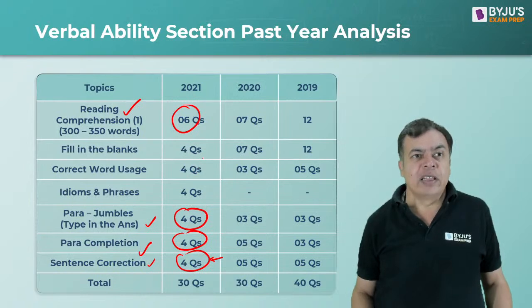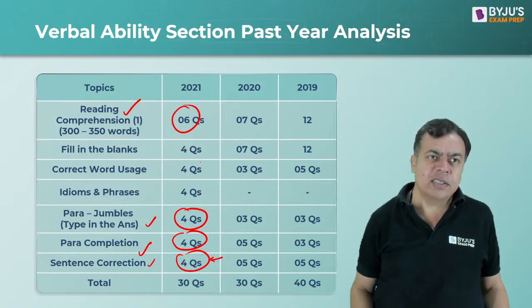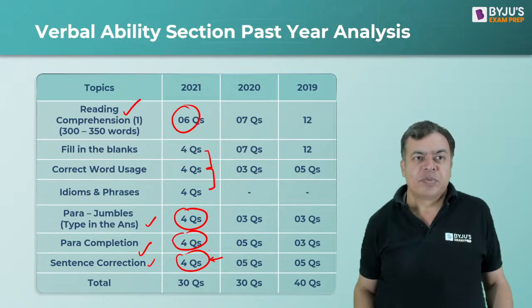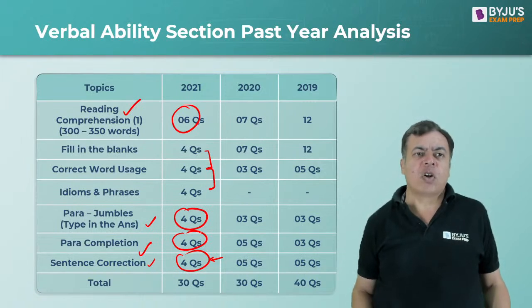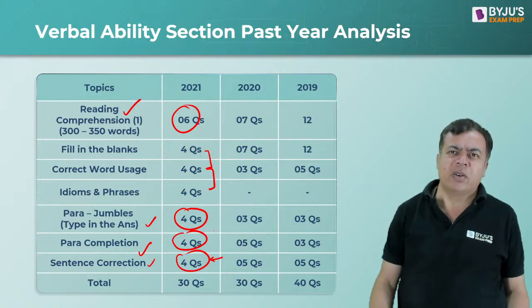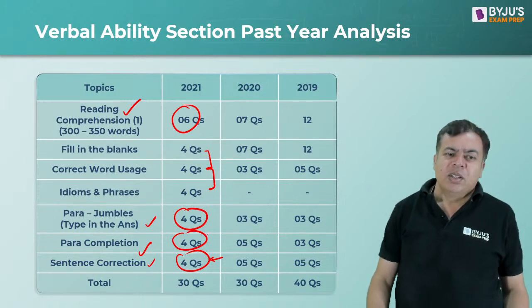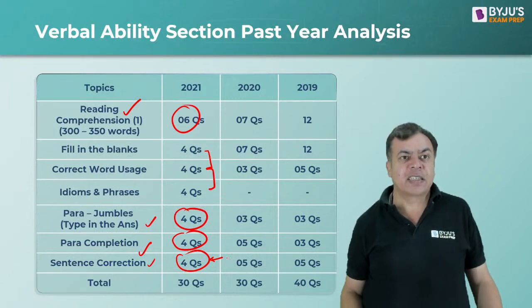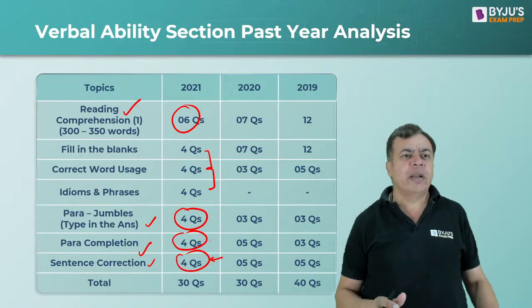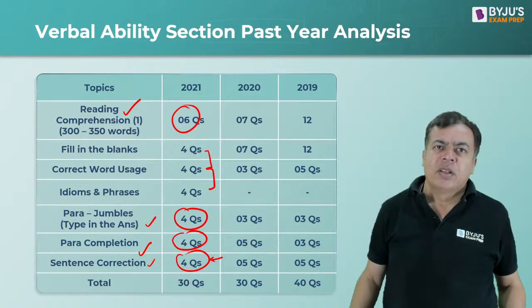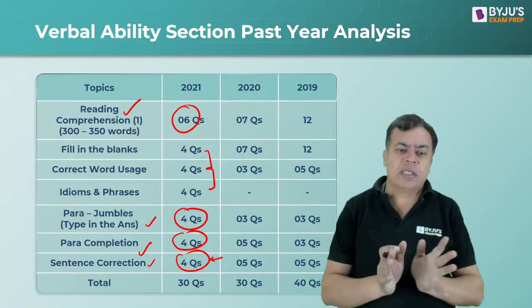Then filling the blanks, yes, we will do for Rohtak also. Rather, IPMAT Rohtak, there must be one analysis already there. You can just find out. Fill in the blanks, correct word usage, idiom phrases, and sentence correction. That will be grammar. So all depending on reading comprehension and that grammatical usage part. So this is your verbal section.